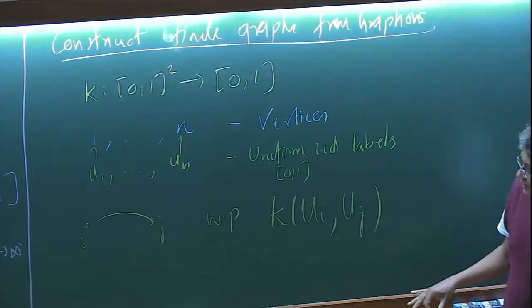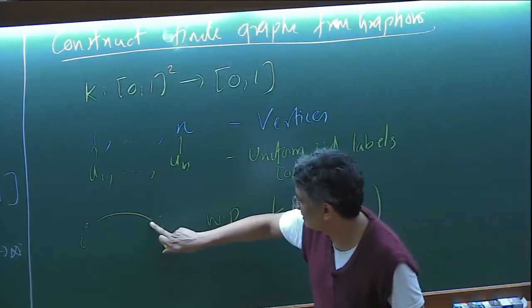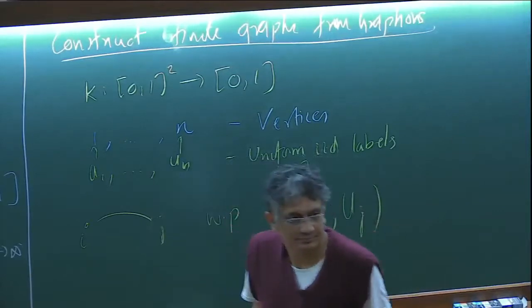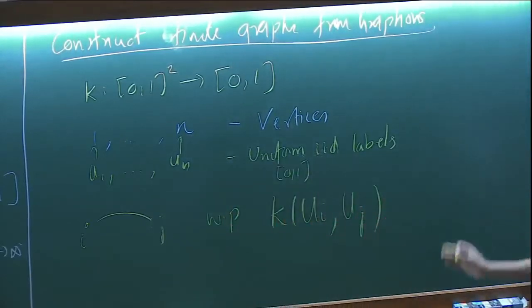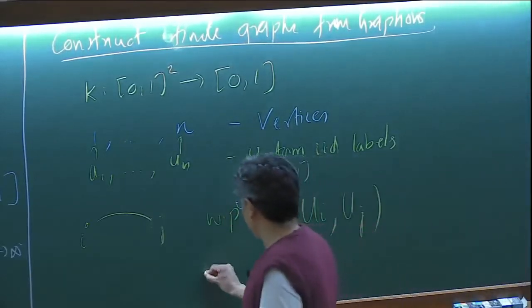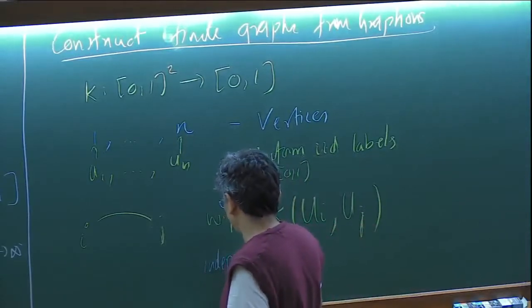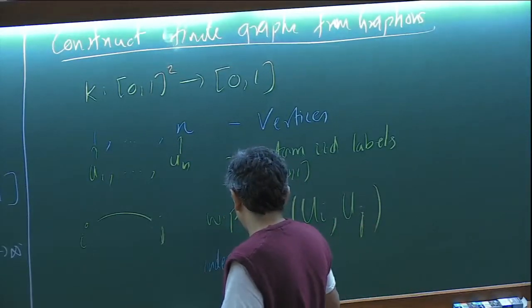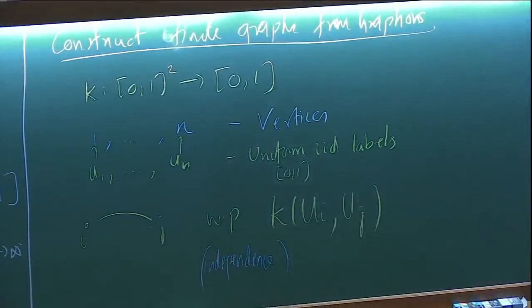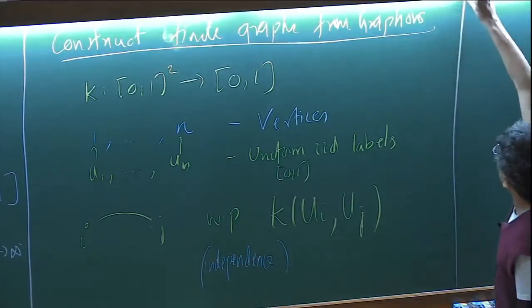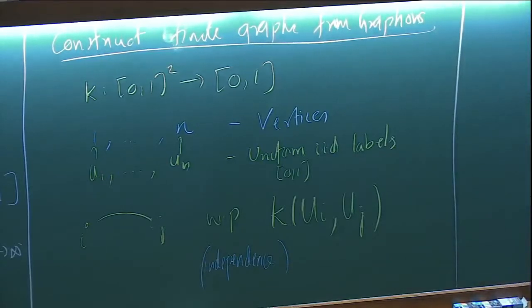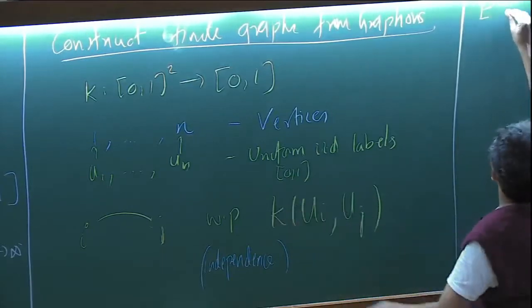It's not directed, just an edge. Everything's independent. Independence here is crucial, but of course in my dynamics that may not happen. So that's how you think of a finite graph from a graphon. Before I go to my slides, I just want to do a bunch of examples and connect to that statistic.